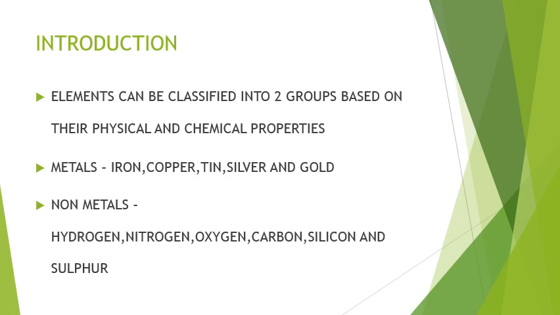Introduction. Element is the basic constituent of all matter. Elements can be classified into the following two groups depending on their physical and chemical properties. Metals such as iron, copper, tin, silver and gold. In general, metals are hard and shiny in appearance. Non-metals such as hydrogen, nitrogen, oxygen, carbon, silicon, sulfur and phosphorus. In general, they are not so hard and dull in appearance.